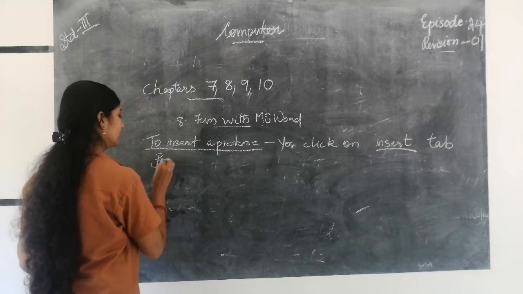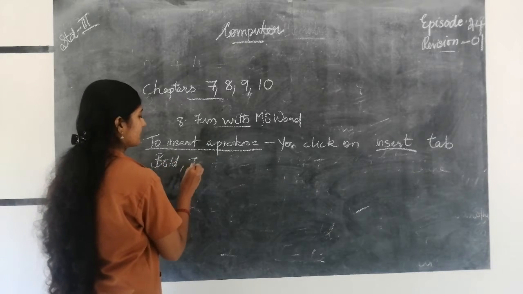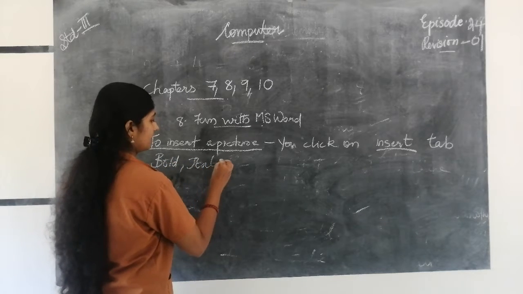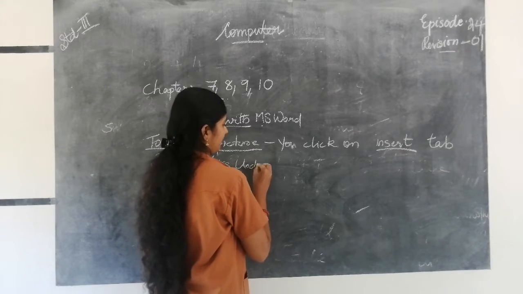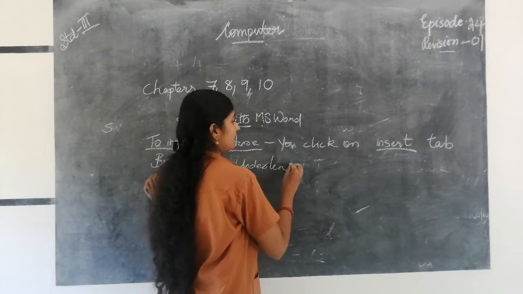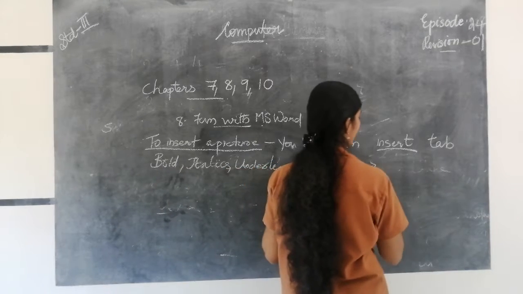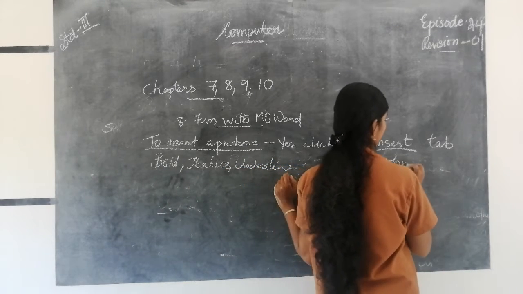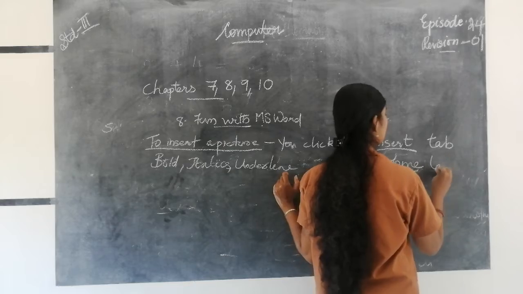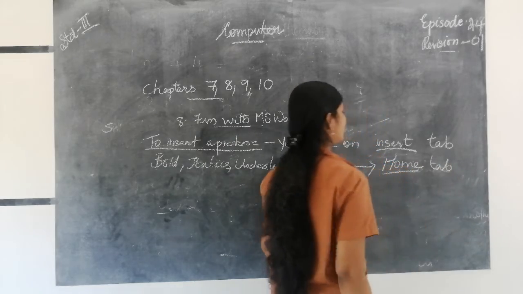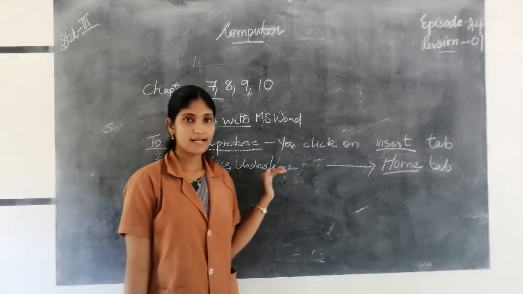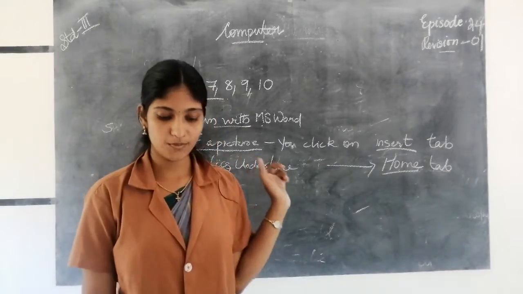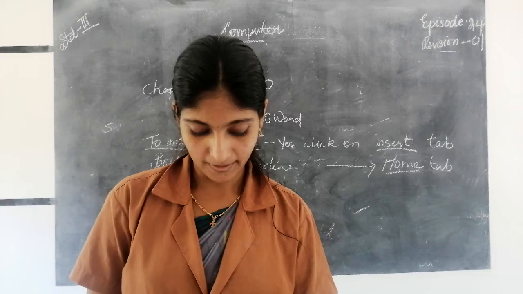Bold, italics, then underline. These options are under the Home tab. Which tab? Home tab. To insert a picture, you will click on the Insert tab. Then bold, italic, underline options are under the Home tab.